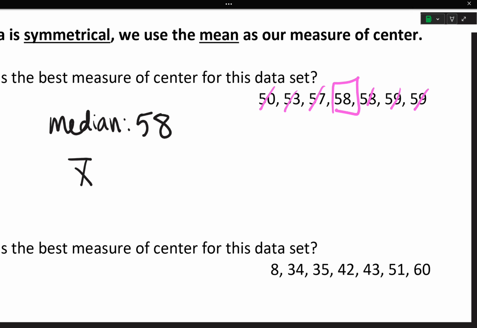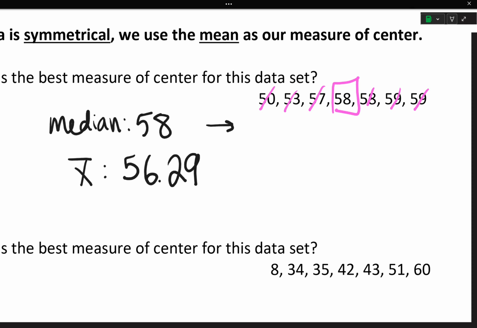Next, I'm going to find the mean by adding up all the numbers and dividing by the amount of numbers I have. So I'm adding 50 plus 53, 57, 58, 58, 59, and I click enter, and then I divide it by 7 because there are 7 numbers on our list. When I get my answer, I turn it into a decimal, and I got 56.29. If you take a look at the two numbers, 58 and 56.29, they are more than 1 unit apart.